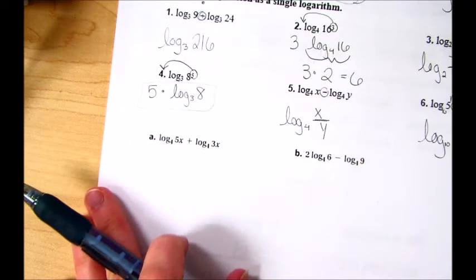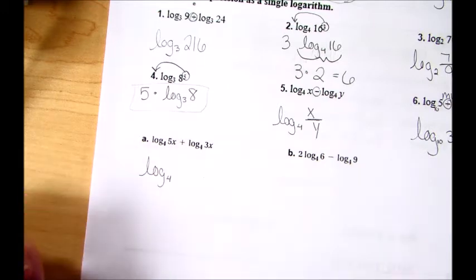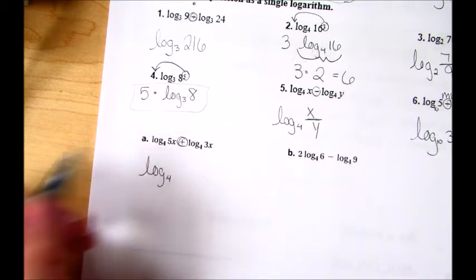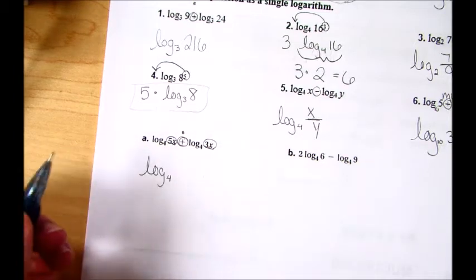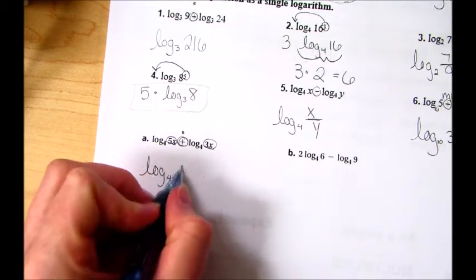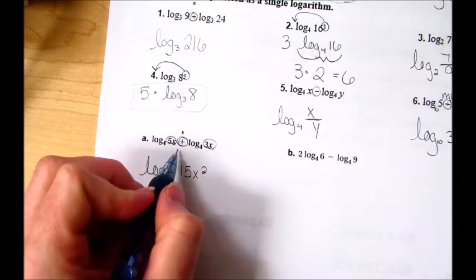Okay, here's my log with a little 4. I'm going to put these two together. Do you see the plus sign? That means you're going to multiply these two things. So 5 times 3 is 15. X times x is x squared. So addition changed to multiplication.